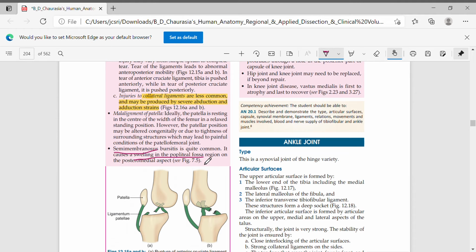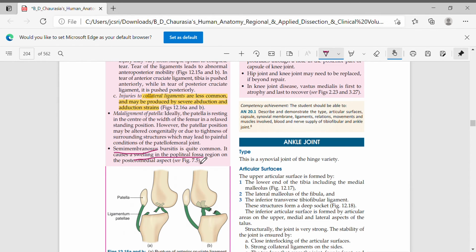So you should remember synovitis, the prepatellar bursitis, which is the housemaid's knee, infrapatellar bursitis, which is the clergyman's knee, and carpet layer's knee. This is due to the infrapatellar bursitis and patellar tendinitis, also osteoarthritis. Jumper's knee is due to the patellar tendinitis. Semimembranosus bursitis will cause inflammation or swelling in the popliteal fossa.